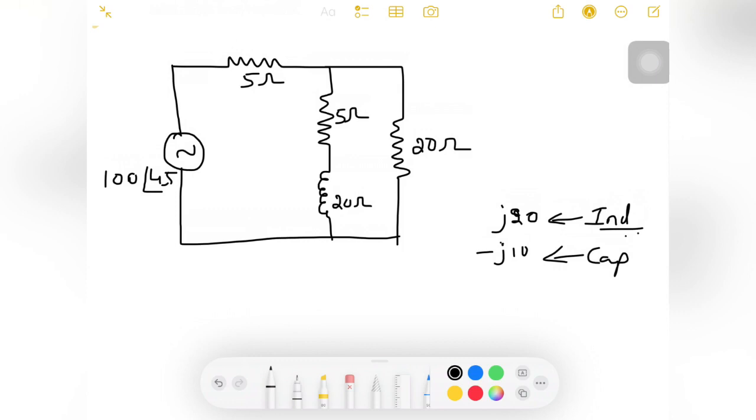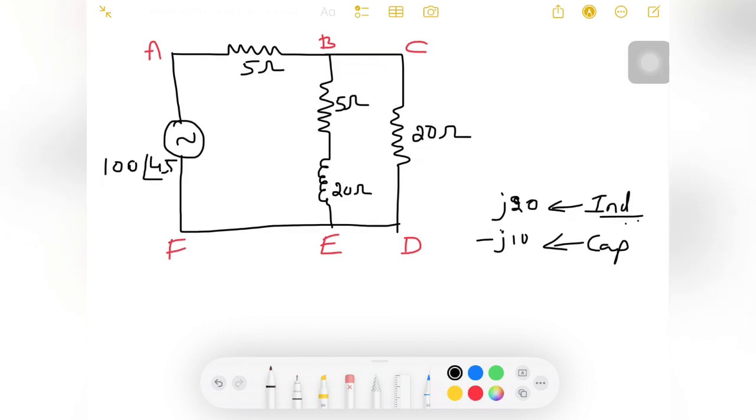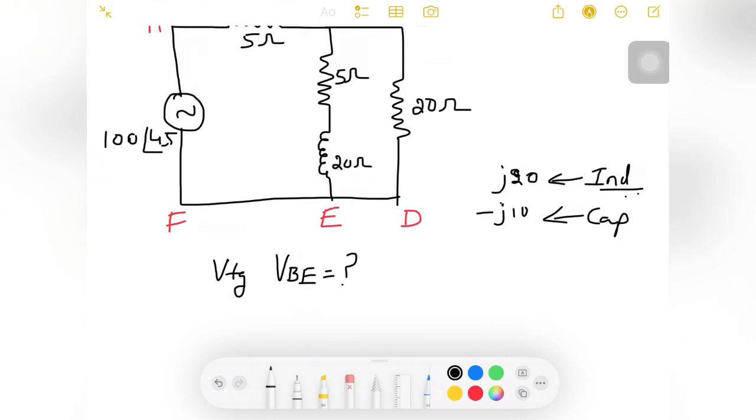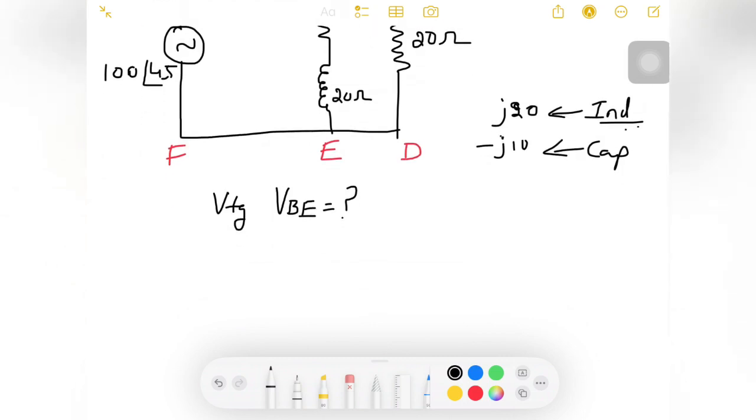Let me state what we are supposed to find. Let me give the nodes here: A, B, C, D, E and F. Let us find the voltage at terminals B and E, that is V_BE. So this is what we need to determine. Let us see how to apply KVL for this.